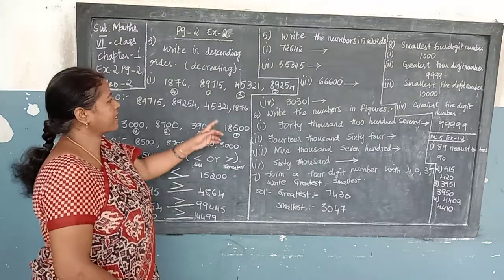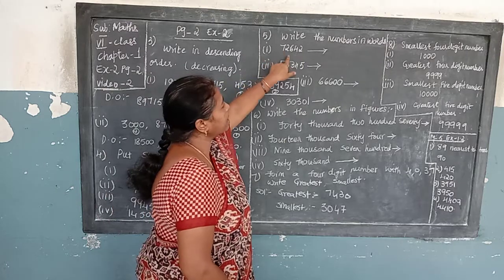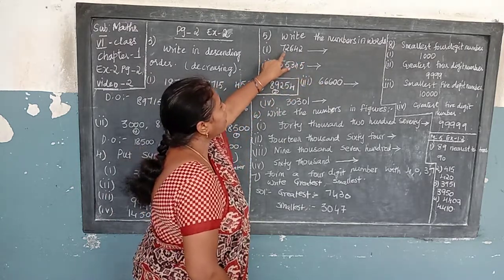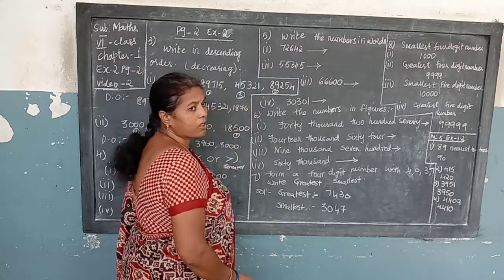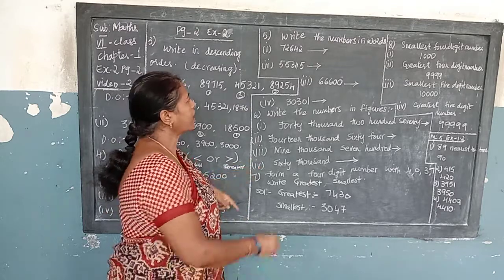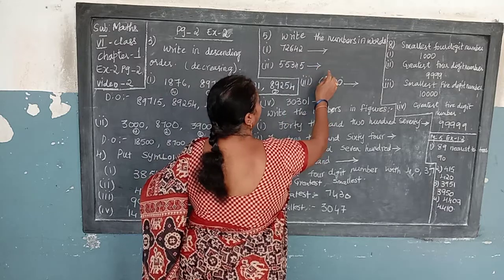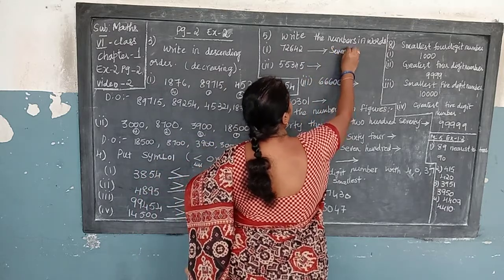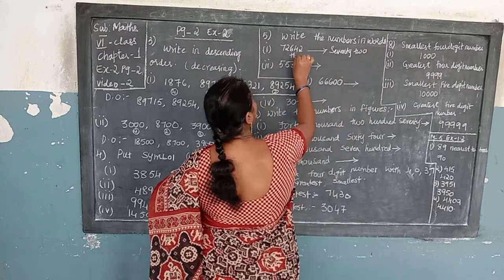Next, what is the fifth question, you see, children? Write the numbers in words. Write the numbers in words. 7 2 6 4 2. Now, 6th class children, you know, no, children? Those who are coming from 5th class know how to write. Okay. Now this is 72,642.